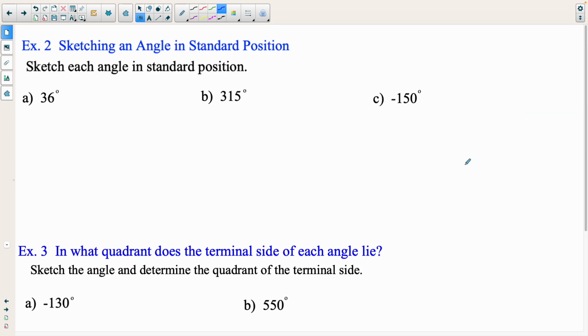Now we're going to draw some angles. When we draw the angles, we're not using protractors, so we're just being approximate. We just want to be in the ballpark. Right?